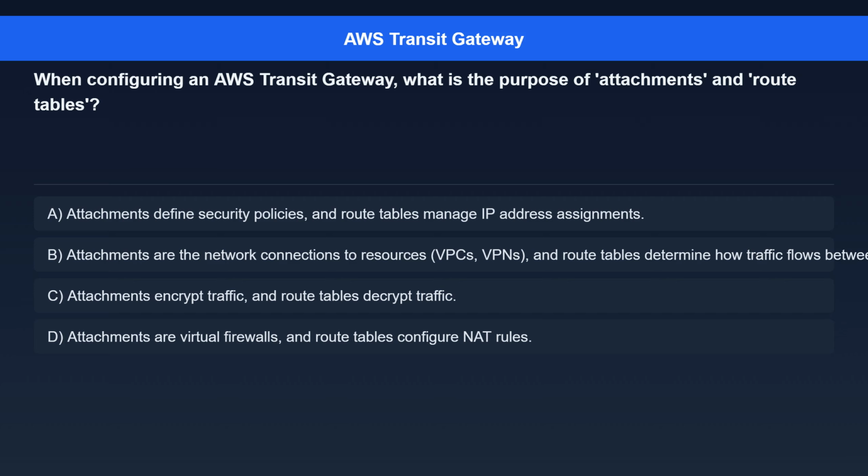Question 3. When configuring an AWS Transit Gateway, what is the purpose of attachments and route tables? Option A. Attachments define security policies, and route tables manage IP address assignments. Option B. Attachments are the network connections to resources, VPCs, VPNs, and route tables determine how traffic flows between these attachments. Option C. Attachments encrypt traffic, and route tables decrypt traffic. Option D. Attachments are virtual firewalls, and route tables configure NAT rules.